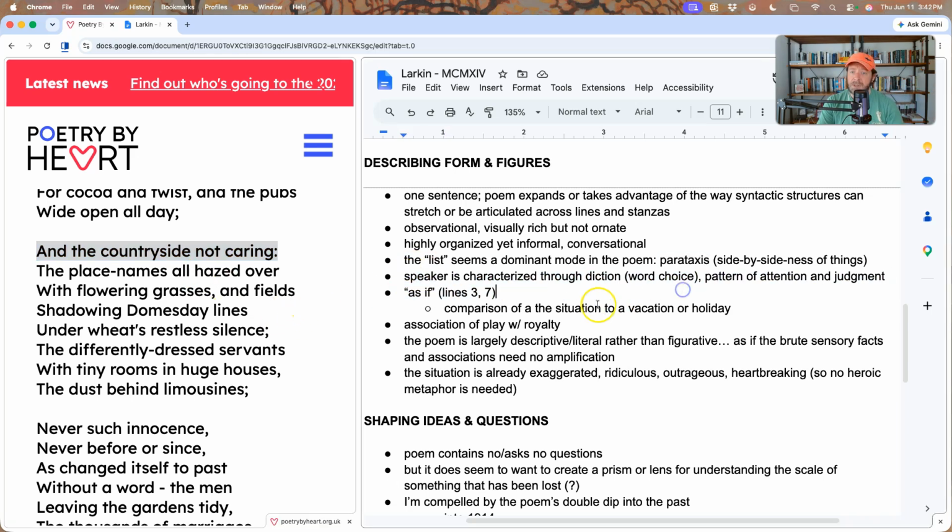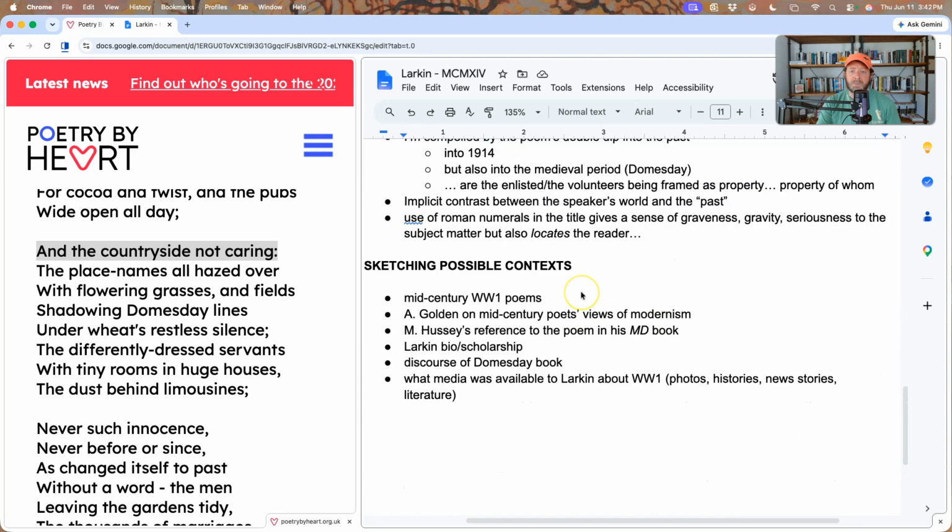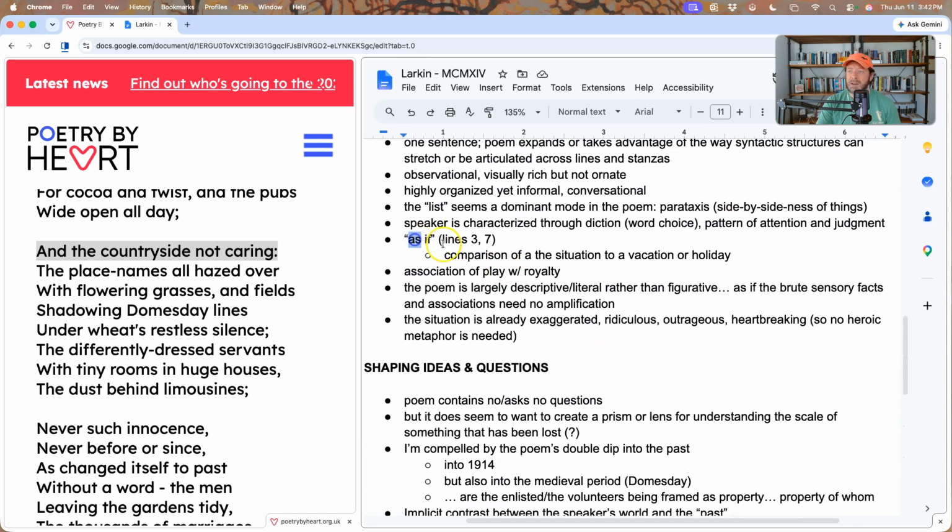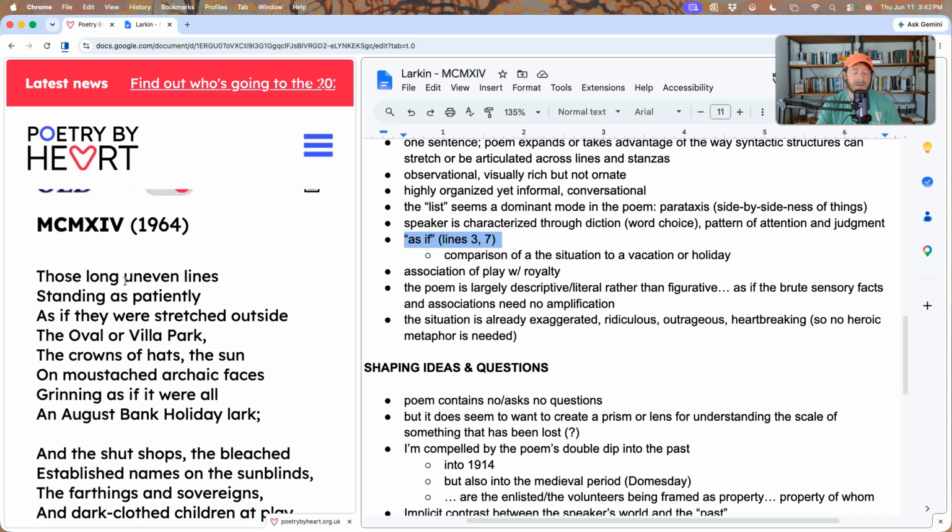The speaker is characterized through diction, through word choice, patterns of attention and judgment. One of the ways in which a little bit of characterization comes through is in the as-if comparisons in stanza 1. The long lines, people queuing up patiently as if stretched outside these venues, as if everyone's on holiday. And so this is the comparison that sets the scene of the poem, so to speak.